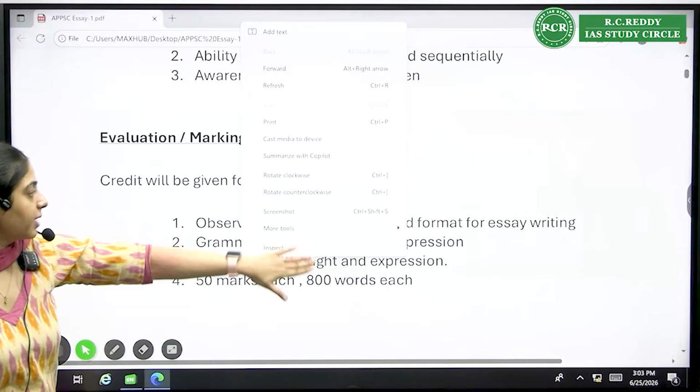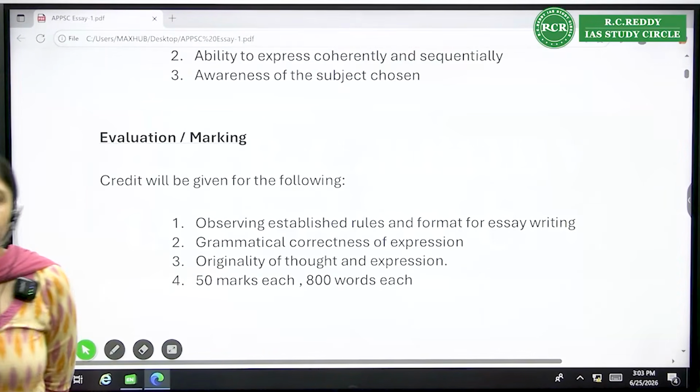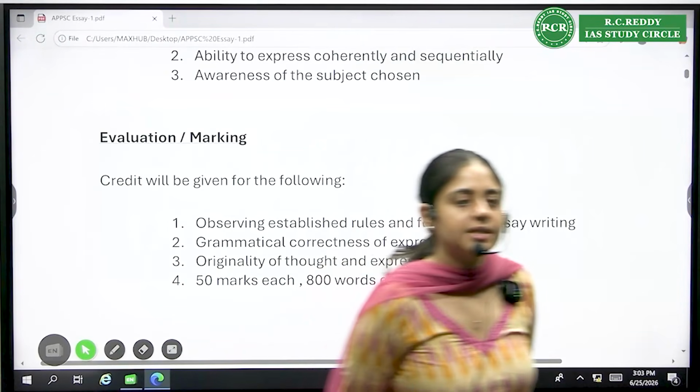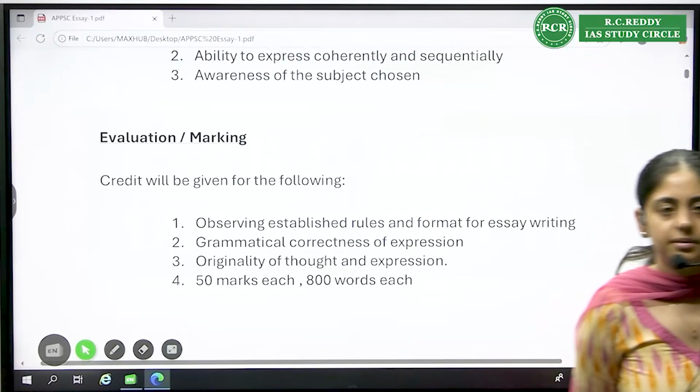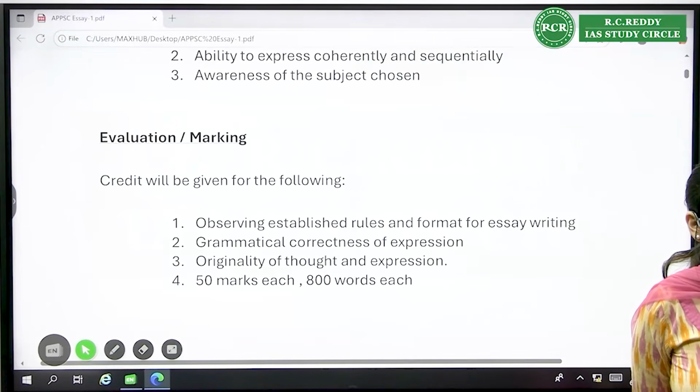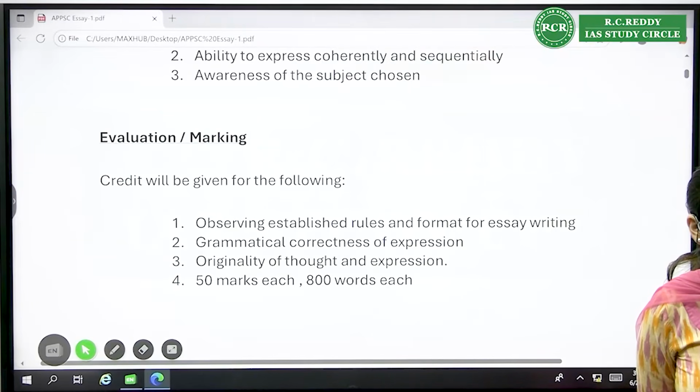Grammatical correctness of expression. Grammar should not be wrong ever. I am not expecting flowery language like a poet or an author. Simple language, but I expect spellings should be correct. Grammar should not be wrong. Usage of words should be grammatically correct. You should know which first form, second form, what will come after this. So if your grammar goes wrong, it means your basic English is not fine, and your marks will decrease.